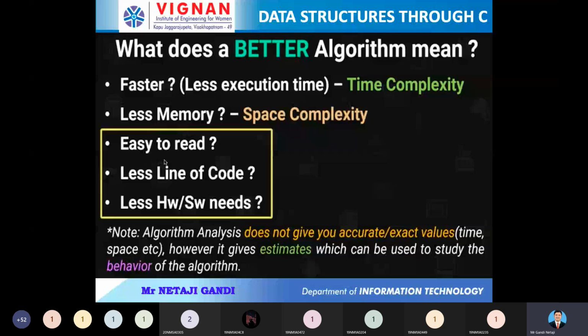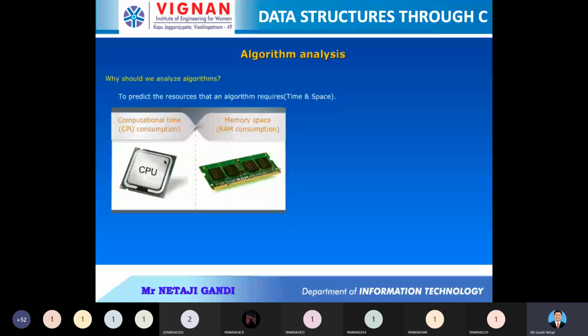So algorithm analysis does not give the accurate result. The exact value is generated only while you are running the program. For the algorithm, we can only give estimated, approximate values. That depends upon the CPU speed and the RAM speed. The speed of your computer completely depends on these. If you are using an i3 laptop with 2 GB RAM, it has less speed, low memory, and a very slow processor.